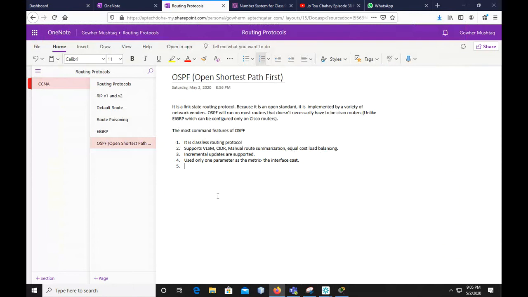What's the metric of RIP? It's hop count. What's the metric of EIGRP? It's bandwidth and delay. What's the metric of OSPF? It's cost. All right.